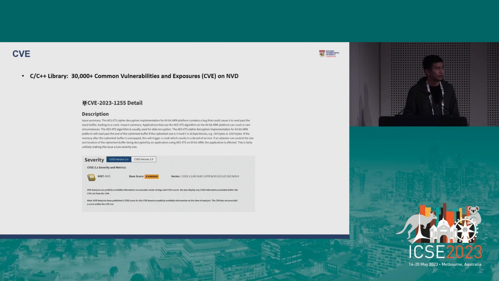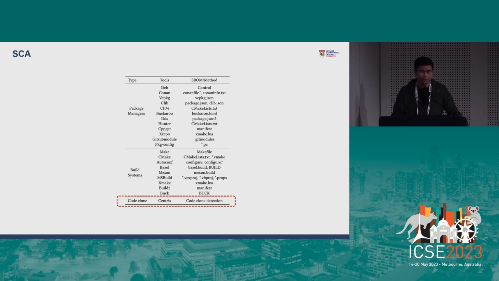And there is a technique named SCA, which means software composition analysis. And these methods are often taken as the main method to check what third-party libraries you are using in your projects. But for C and C++, the situation is special because there is no official package manager for the C language.